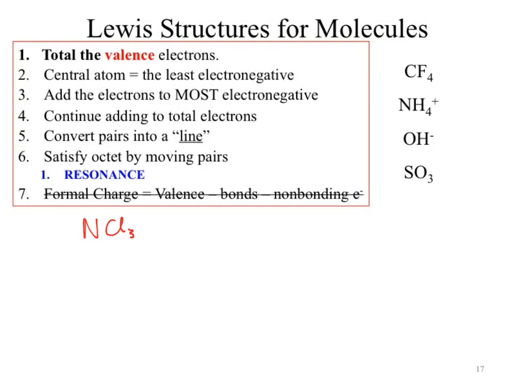Okay. Nitrogen has how many valence electrons? 5. Chlorine has 7. All we're worried about is that column. I don't care what row it is, what column is it? Okay, how many chlorines are there? 3. Okay, 7 times 3, 21 plus 5, 26 electrons need to make it into my structure.